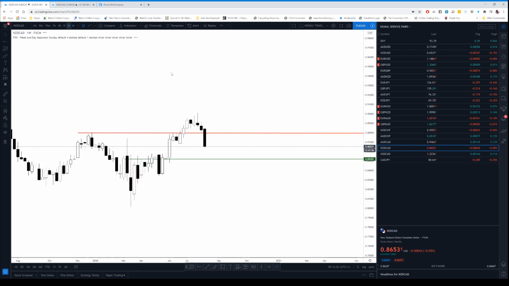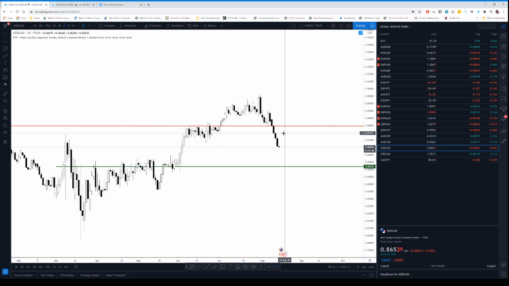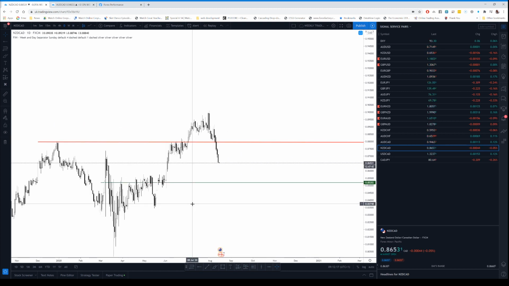And drop down to the weekly. We might continue going down, but because on the daily we are overextended, price can go in some form of a retracement first before a continuation to the downside.